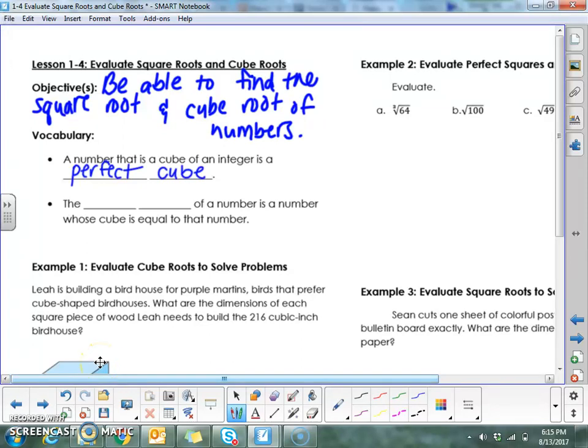Okay, so for lesson 1-4, it was over evaluating square roots and cube roots. So the objective for today was to be able to find the square root and cube root of numbers.